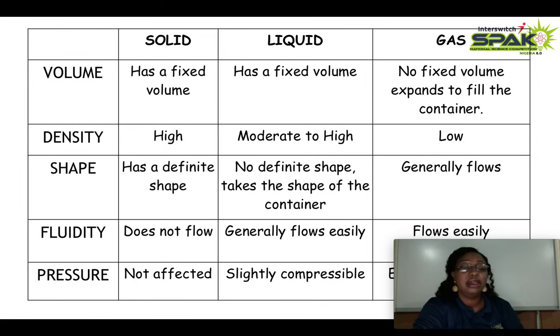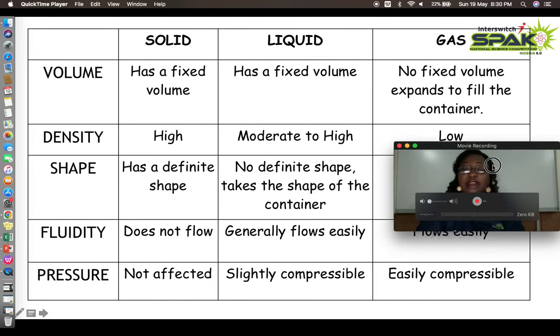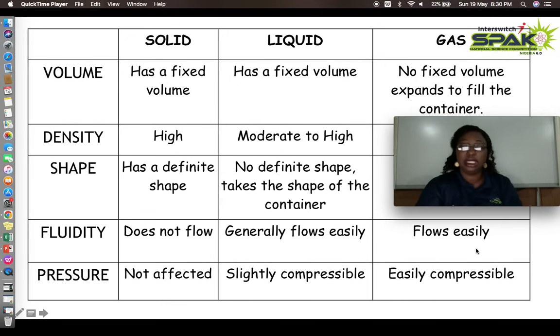We have density. For solid, it is high, liquid, moderate to high, and gas, we have low. For example, let's use our ice block for solid, our water for liquid, and for gas, of course, we can use water vapor as the gaseous example. Now, for shape, you notice that the ice block has a definite shape, but water flows. It takes the shape of the container, and gas flows generally. For fluidity, solid does not flow, liquid generally flows easily, and gas flows easily.